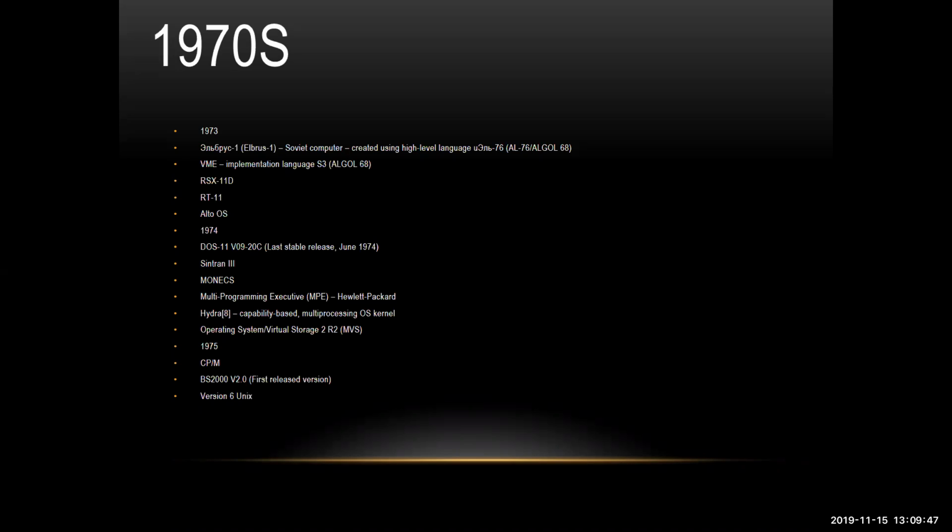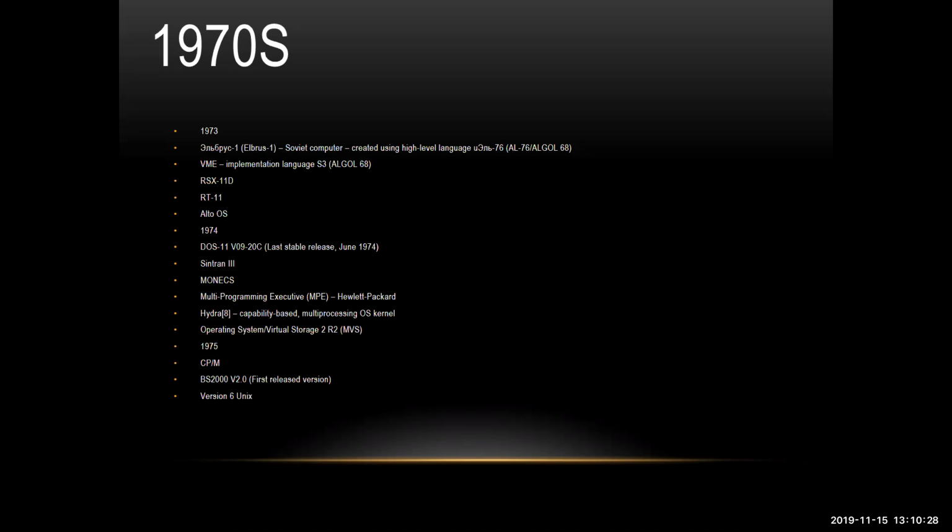We also had RSX-11, and then RT-11, and we also had Alto OS. The Alto OS, also known as the Xerox Alto, is the first computer designed from its inception to support an operating system based on a graphical user interface, or GUI. Later, using the desktop metaphor, the first machines were introduced in March 1973.